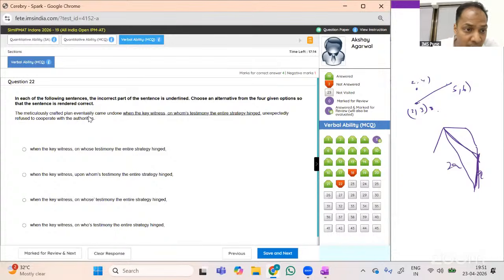The meticulously crafted plan eventually came undone when the key witness on whose testimony the entire strategy hinged. On whose. Upon whom's.